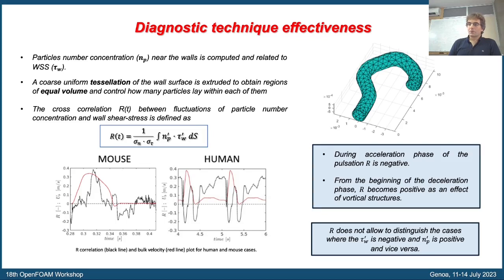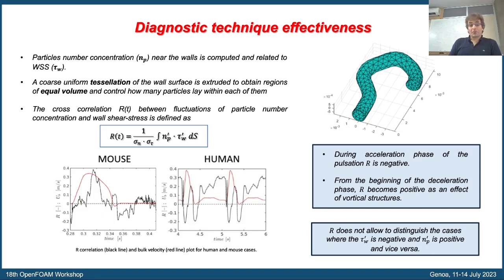To evaluate this effectiveness quantitatively, we computed the correlation. First of all, we divided the surface of the aortic arch into tiles by tessellation. For each of these triangular tiles, we considered a little volume close to the wall surface, and we counted the number of golden nanoparticles that enter this little volume at each phase of the pulsation.